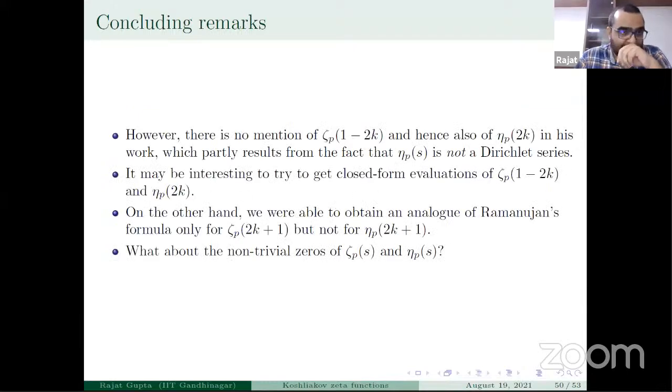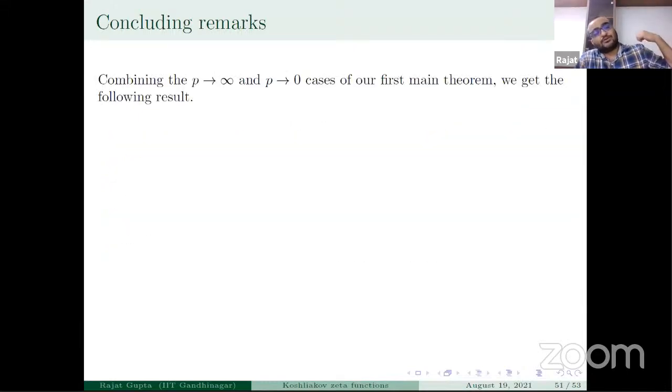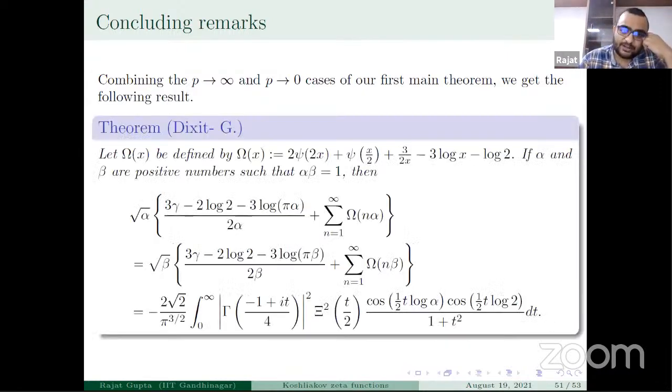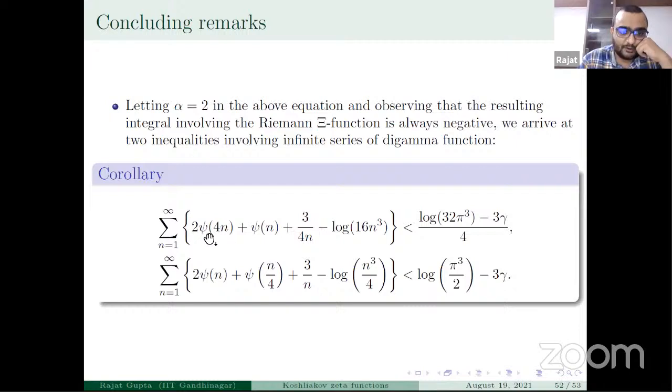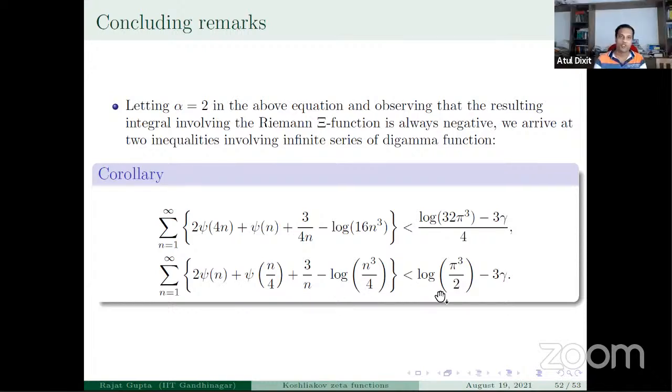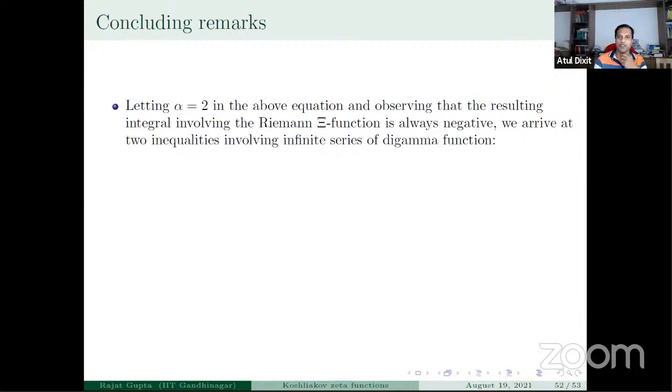And now, as a corollary, if you combine the p tends to infinity and p tends to 0 cases of the first main theorem, we get the following representation. We get the following modular relation, and from here, if you take alpha equal to 2, we obtain two strange inequalities involving the digamma function, which are given by this: the summation over n of 2 psi of 4n plus psi of n is less than or equal to this quantity, and similarly we have another inequality. So with this, you should show what that transformation is and how you get these inequalities from there. You can explain.